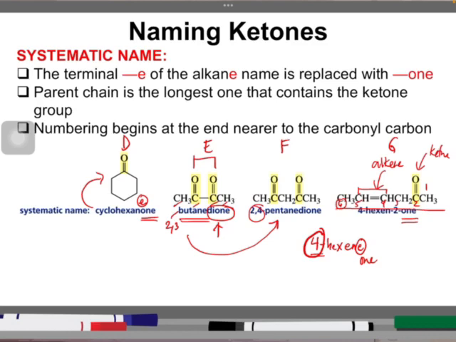Pero paano? So, ang gawin natin ay 4-hexene. So, ibig sabihin ng 4, may double bond dun sa carbon number 4 and 5. Tapos, yung ilalagay natin na number dito is the 2. The 2 here will tell you the position of the C double bond O. Okay?